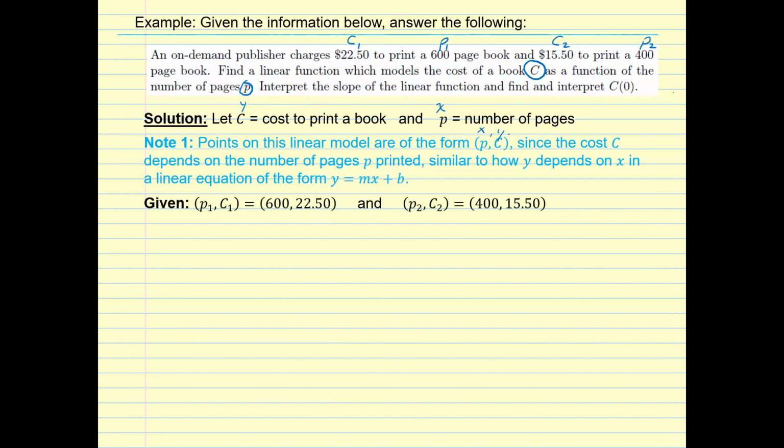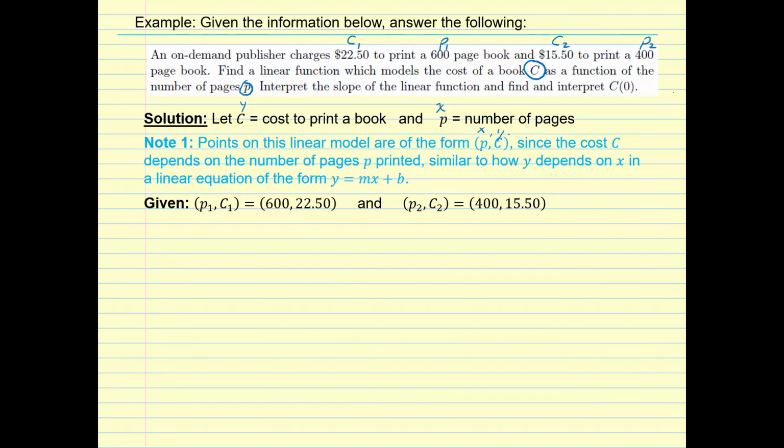We're given in the problem 2 different data points. P1, C1, as I indicated up top, is 600, 22.5, and P2, C2 is 400, 15.5. A common mistake that my students make is they get these mixed up. They flip the order, putting 22.5 first and 600 second because they saw this number first in the word problem. Again, it helps to pull back and remember the context that X is the starting point.